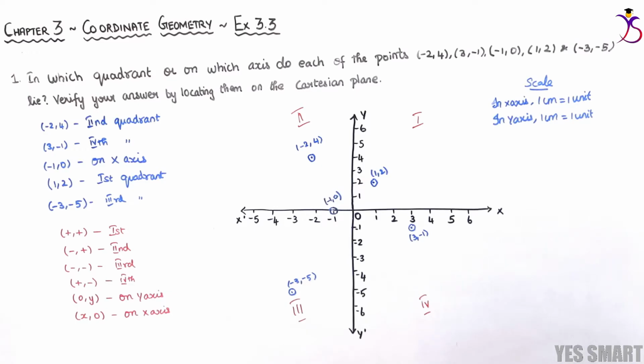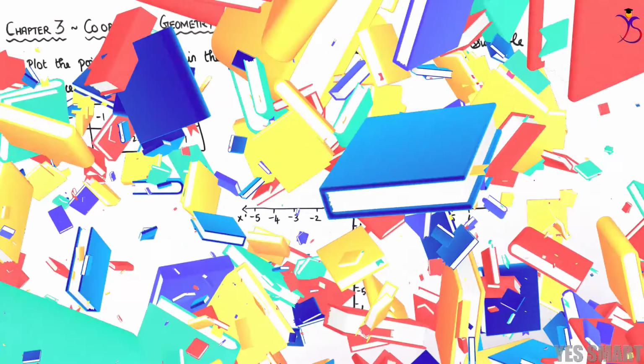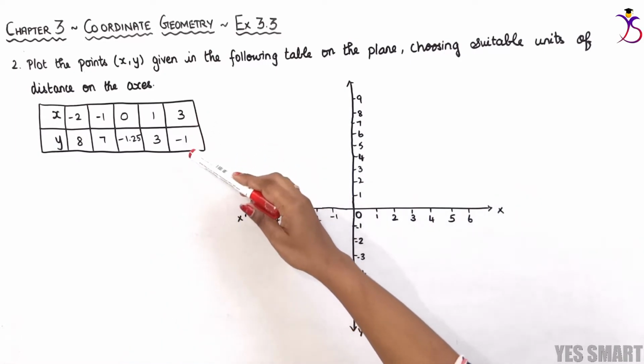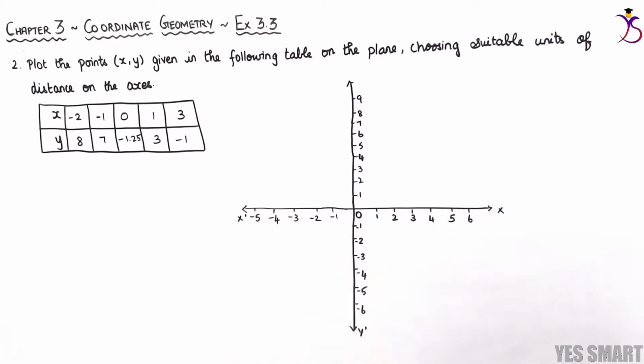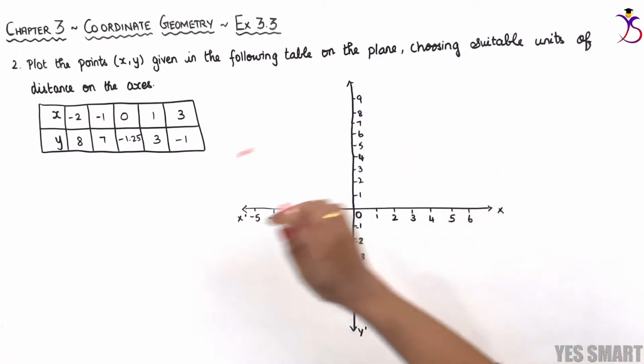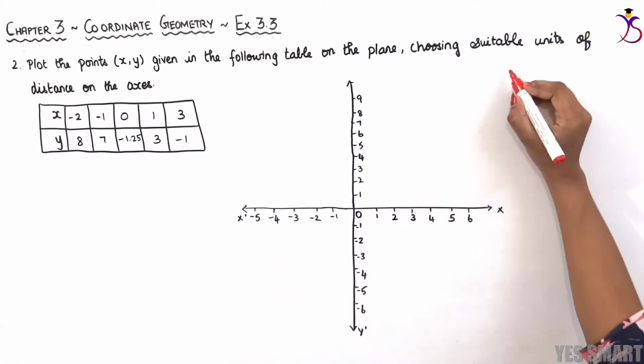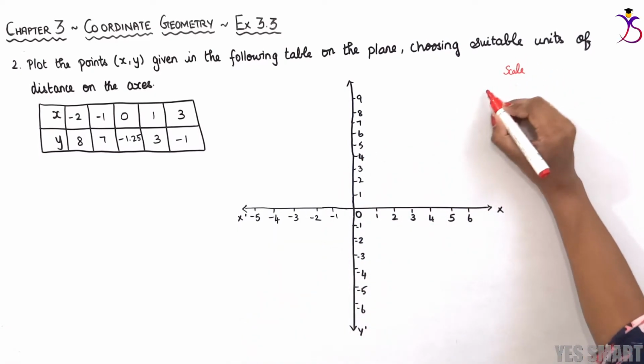Now let's discuss the second sum. Plot the points x, y given in the following table on the plane. We are supposed to plot these points which are given in the table on this plane, choosing suitable units of distance on the axis. We are supposed to choose our own suitable units of distance, that is the scale.